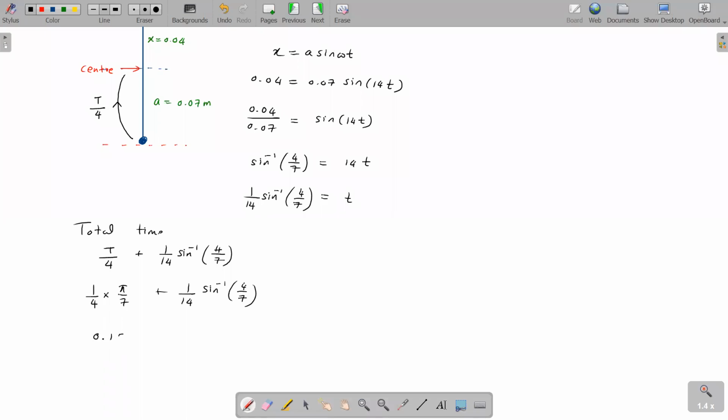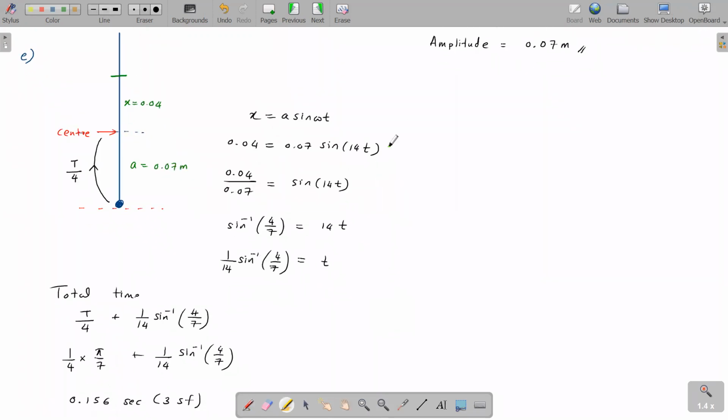So the answer is 0.15564, it goes on. Okay, so 0.156 correct to 3SF. So this is the longer method. Guys, can you remember the short method?